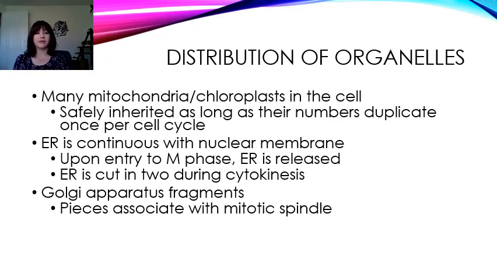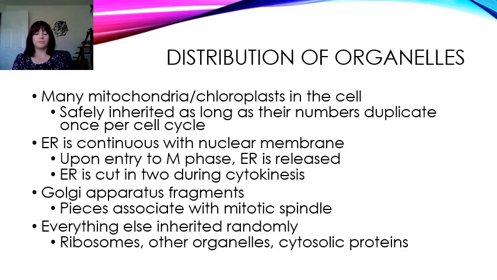The Golgi apparatus will fragment into little vesicles, and then those pieces will actually attach to the mitotic spindle. So we don't see them in our little cartoons, but in addition to chromosomes being attached to the mitotic spindle, we also have Golgi apparatus. And so the mitotic spindle helps to pull apart pieces of the Golgi as well. And then everything else is inherited randomly. So there's stochastic movement in the cytosol. Wherever those organelles, ribosomes, proteins, and molecules are in the cytoplasm is where they will end up after the cell divides.